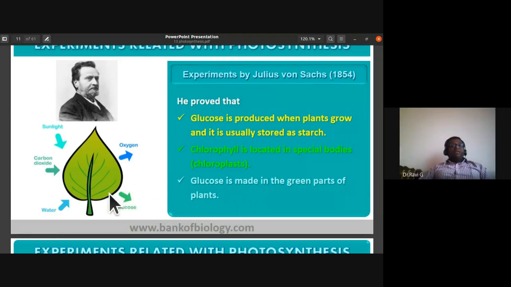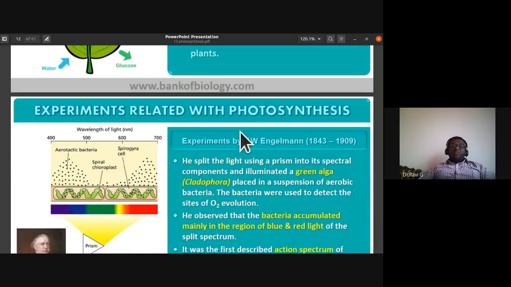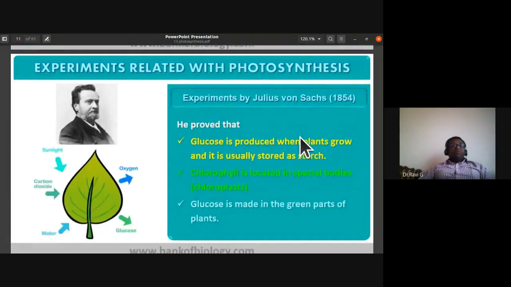Glucose is made in the green parts of the plant. He also showed that glucose is made in the green parts of the plant. These were all the experiments by Julius von Sachs, where he proved that glucose is produced when plants grow and is usually stored as starch, the reserve food material. Chlorophyll is located in special bodies called chloroplasts, and glucose is made in the green parts of the plant. These were all the discoveries of Julius von Sachs.